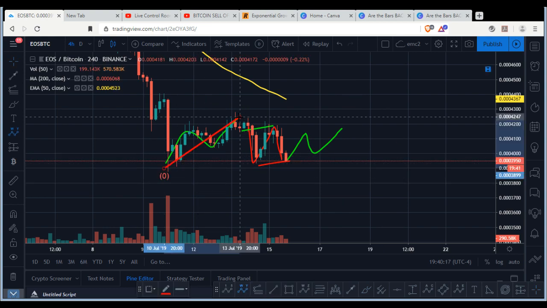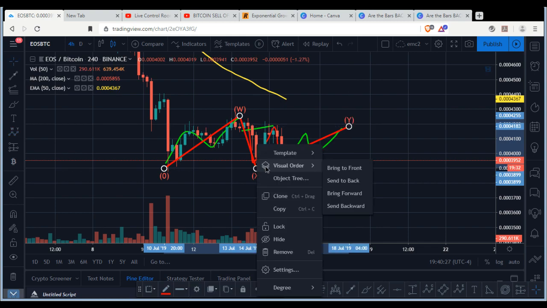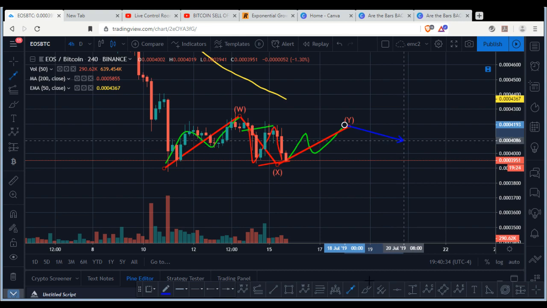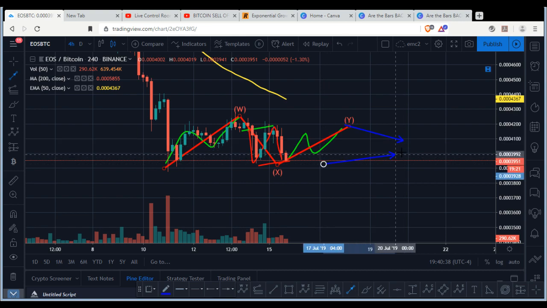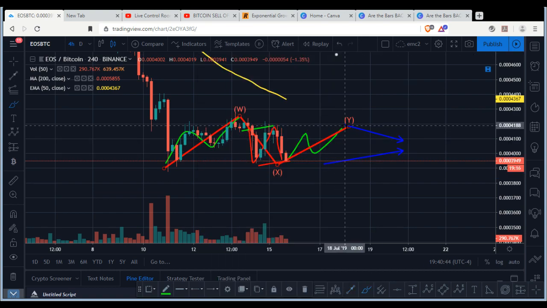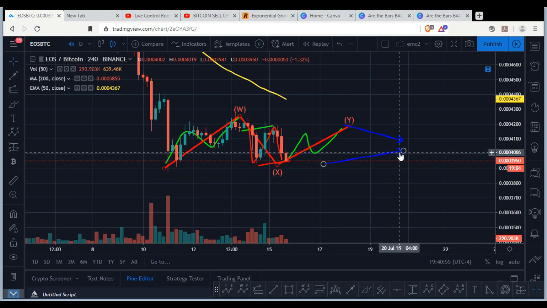You're gonna get your W, your X in this area, and then your Y. You still can get another correction in this area. You could get another triangle. Doesn't mean you get your WXY and then the move is over. You could get a triangle, or you can get another correction to the end, and then this is gonna give you your WXYXZ. So it all depends.